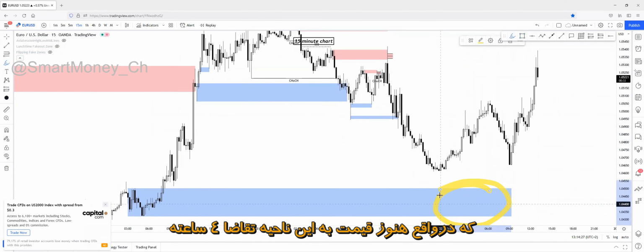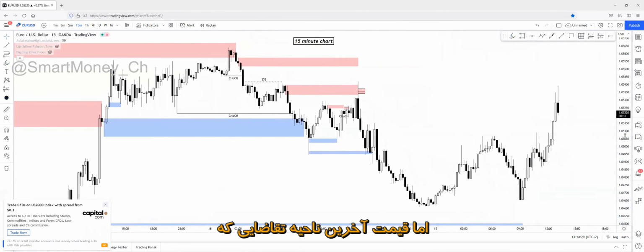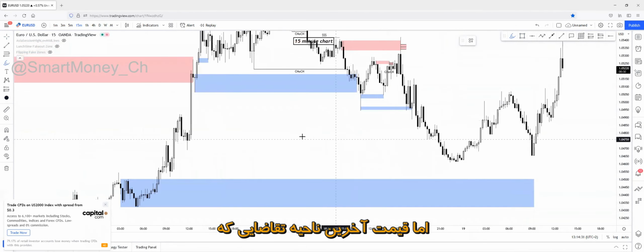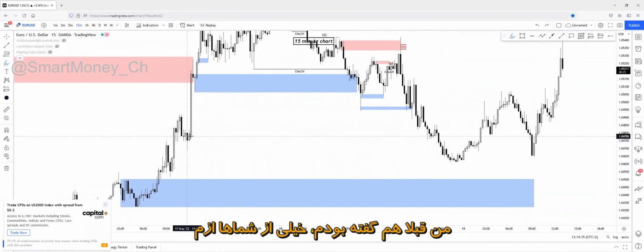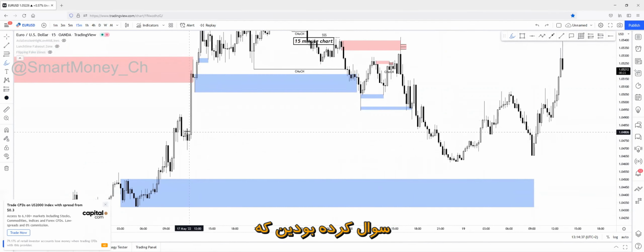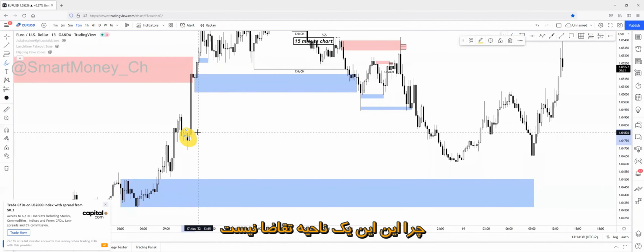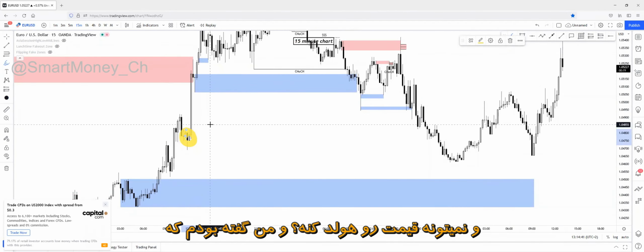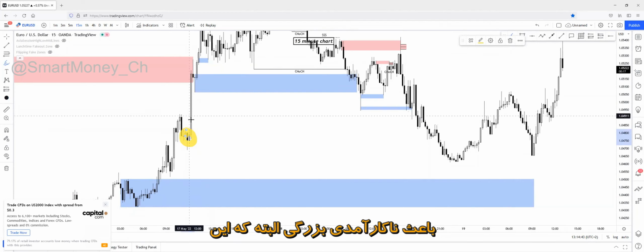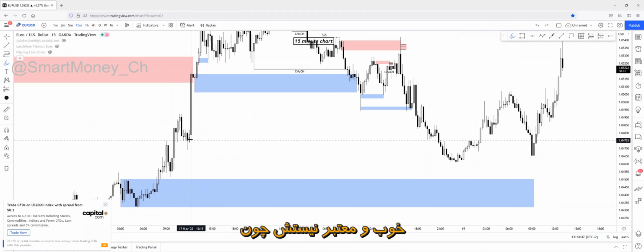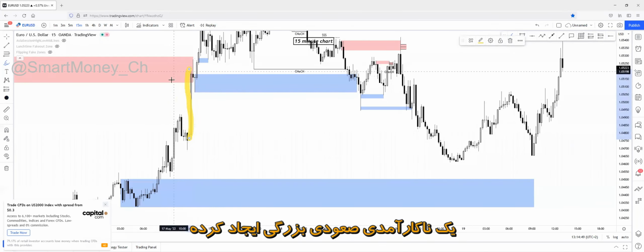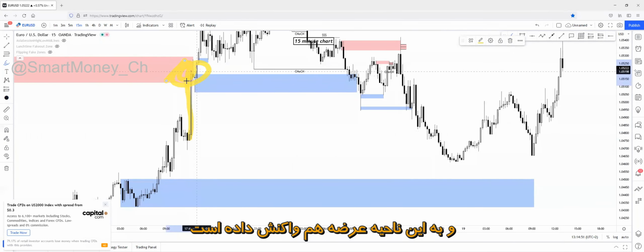Actually, the 4-hour demand zone hasn't happened yet, but price has broken below some of the last recent demand zones down here, as you can see. Some of you have asked why this isn't a demand zone and why it won't hold price. I said that of course it's a demand zone, but it's not a valuable demand zone, because it has just caused a huge inefficient push to the upside, and it has just reacted on this supply zone.